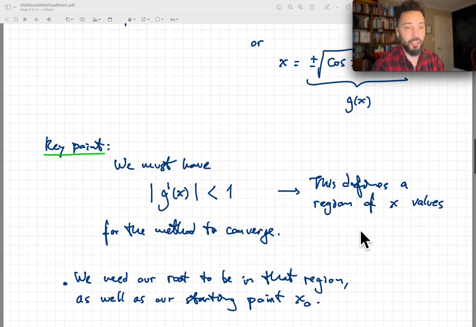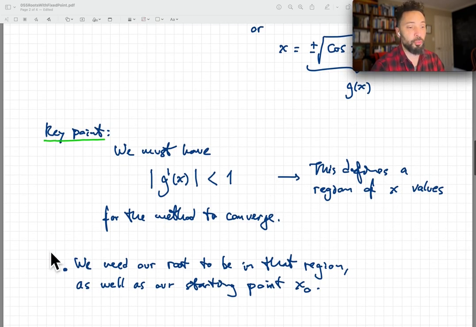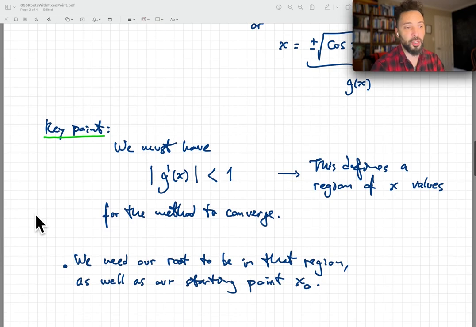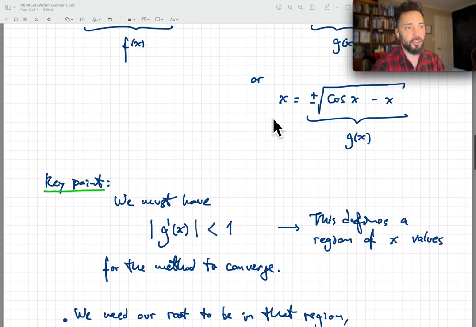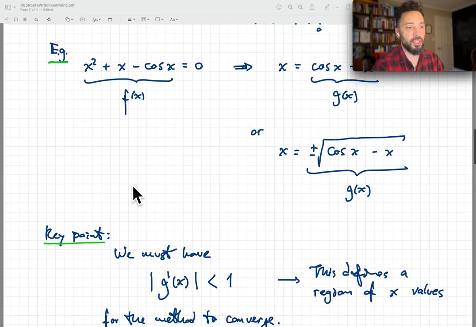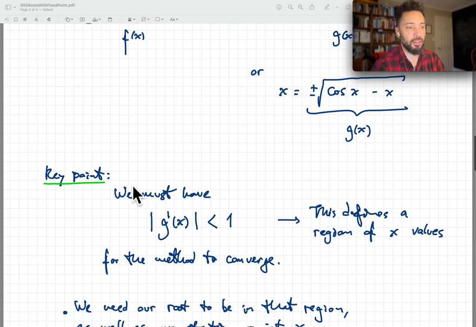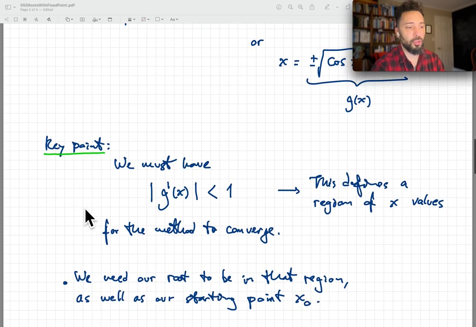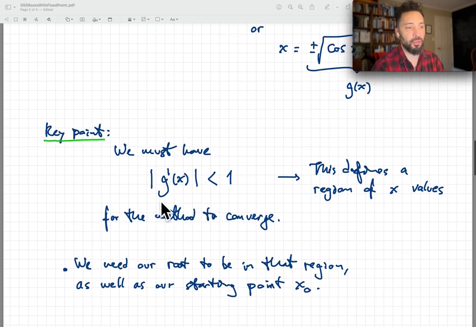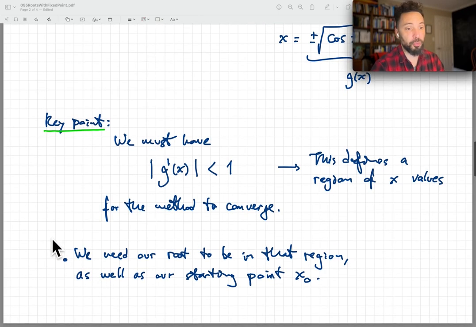This will define a region of values of x where you can apply the method, and you need your root to be in that region as well as your starting point. If your starting point is not in the region, then the mapping generated by g of x will take you away from the region, and who knows where you might land with your next point. So you must have your x0, your starting point, in the region where the magnitude of the derivative of g is less than 1. And you want to make sure that your root is also in that region.